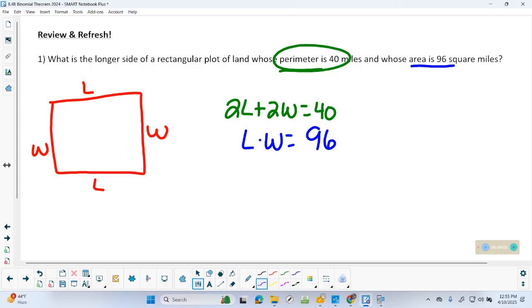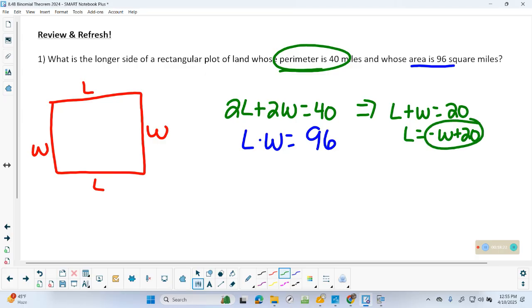So I'm going to solve this top green one for L or W. You pick whatever, and we'll substitute it into the bottom. So the green one, let's work on that. First, I'm just going to cut everything by 2. Let's just reduce it. And I'm just going to solve for L. I'm going to subtract W off. You can solve for either.